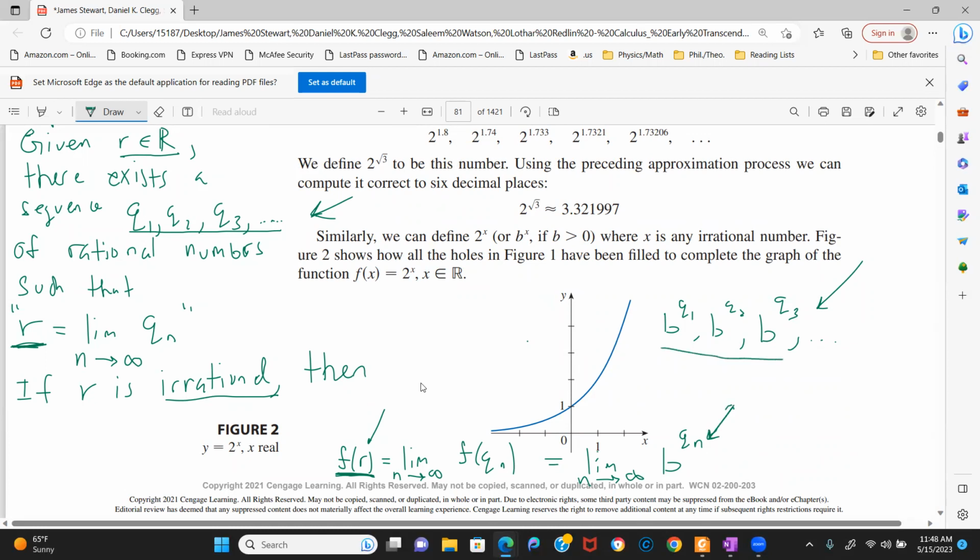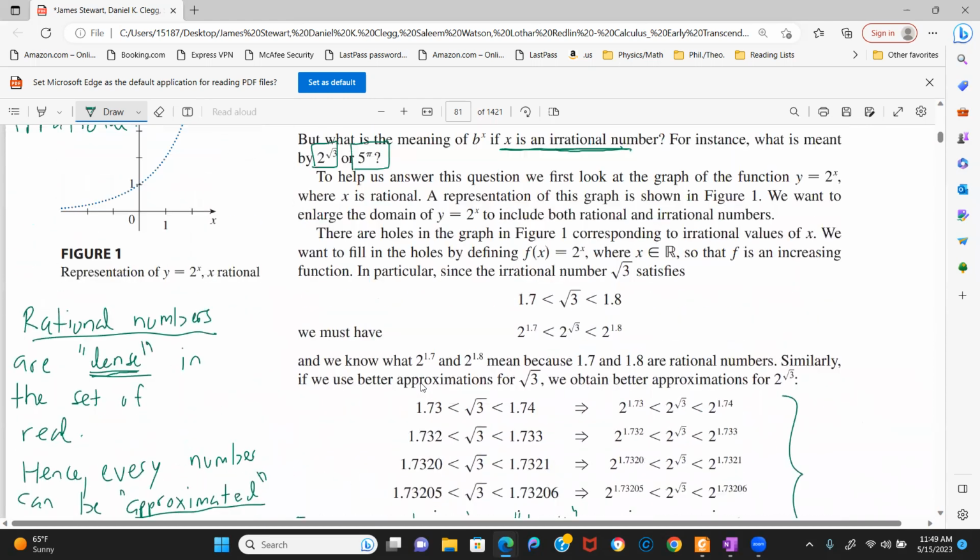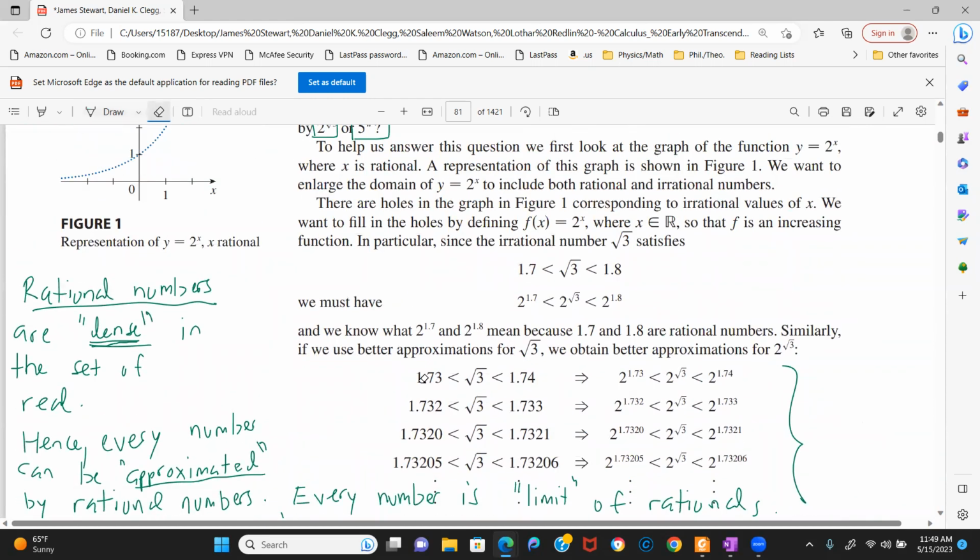So I can form this sequence right here. Given this sequence, I can form this sequence, and it's going to approach some number, and you just call that number f of r. So now we've extended the definition of the exponential function to irrational numbers. And they're doing this for a specific example, so let's look at this concrete example here.